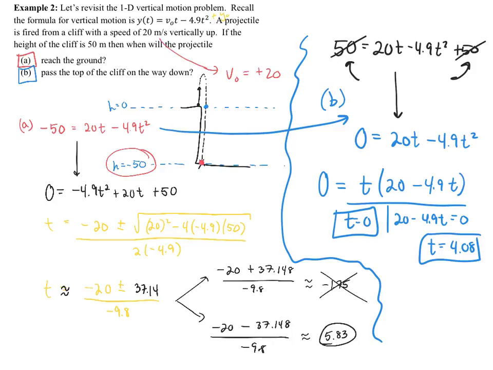Why is that an answer to this problem? Because the initial, yeah. Zero. The initial time is 0, and the initial height is 0. So the question was being asked as, when do I reach cliff height? I reach the cliff height to start, and then again, after how much time has elapsed? 4.08 seconds.